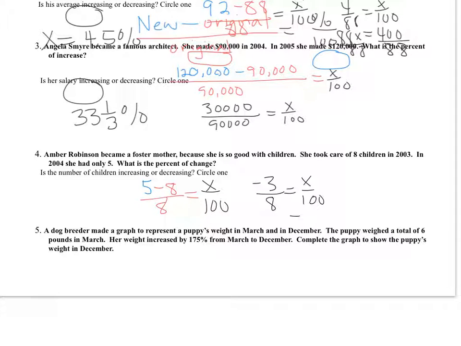Negative 3 times 100 is negative 300. 8 times x is 8x. Divide both sides by 8, and you should get a decrease of negative 37.5% there.